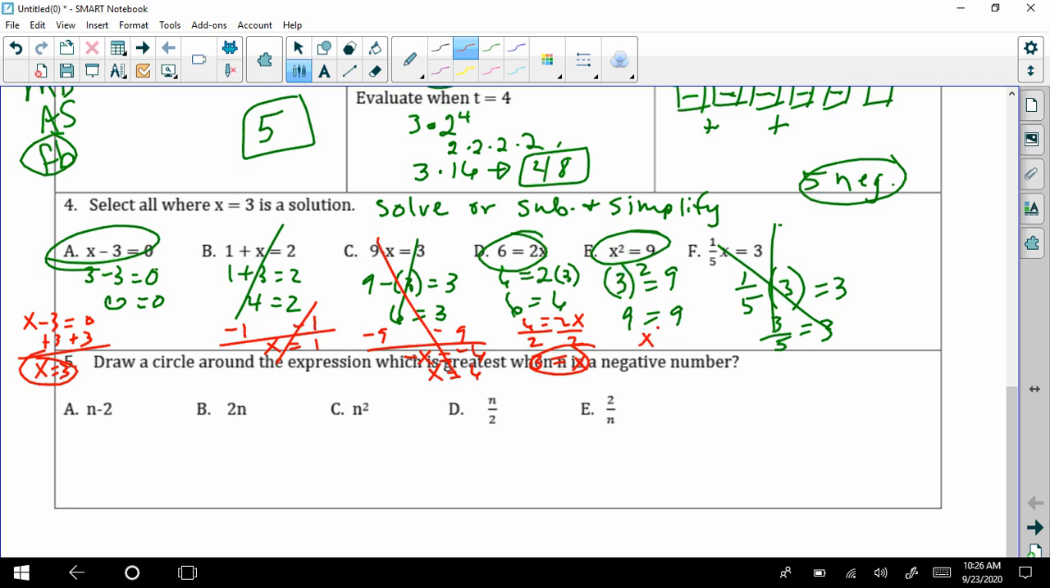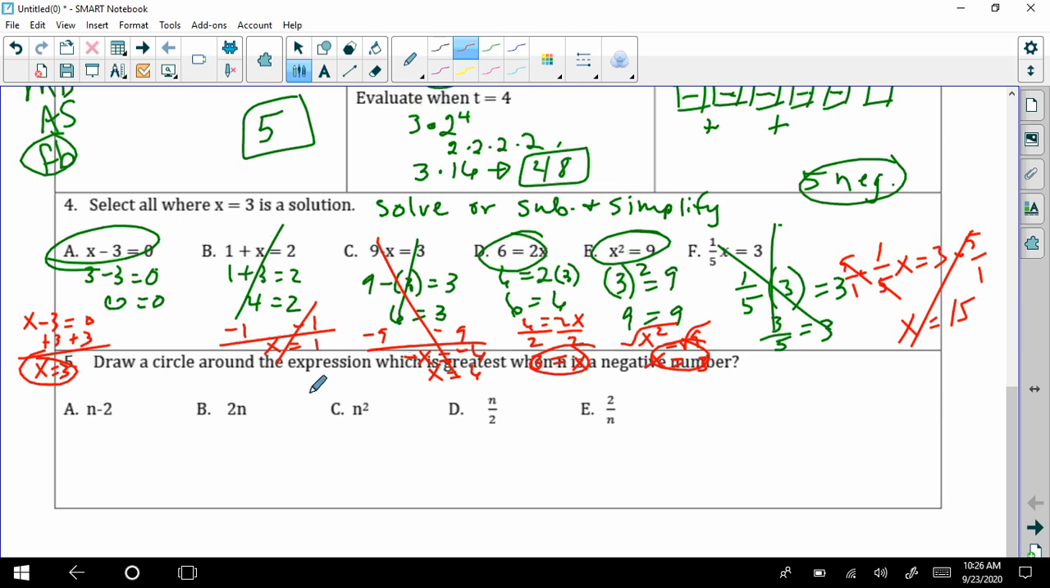If I have x squared equals 9, I could have taken the square root of both and then got x is equal to 3. And then the last one over here, I could have said 1/5 x equals 3 times 5 over 1, times 5 over 1, x equals 15. And that's not 3, so it would be a no. That's another option. So either plug it in and solve, or actually solve the actual equation.